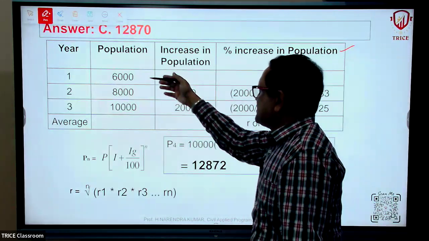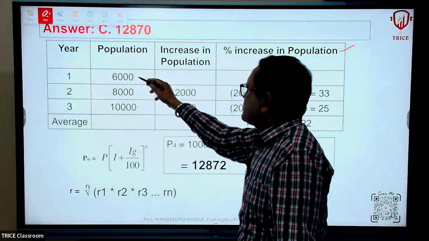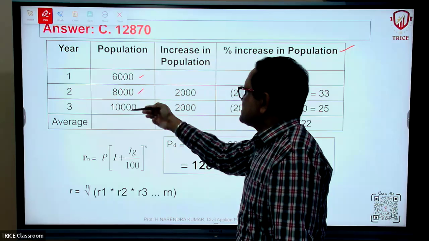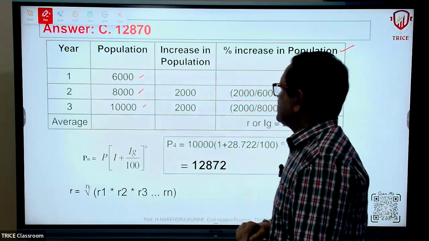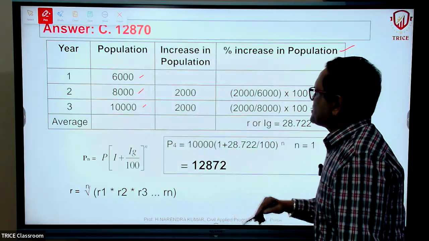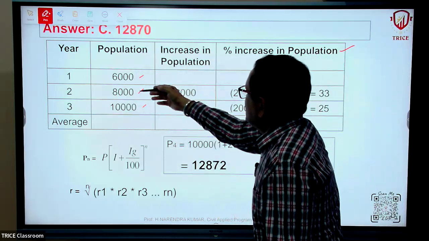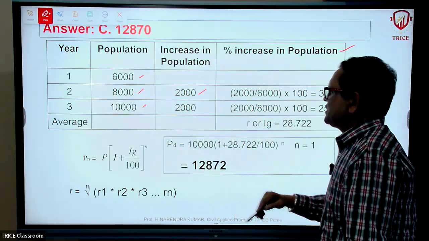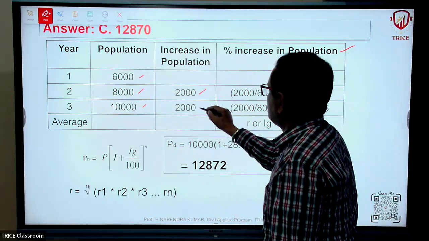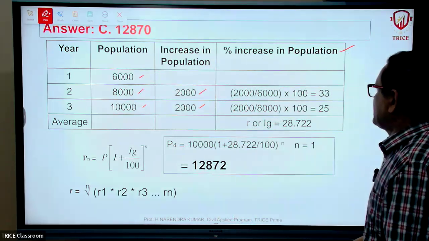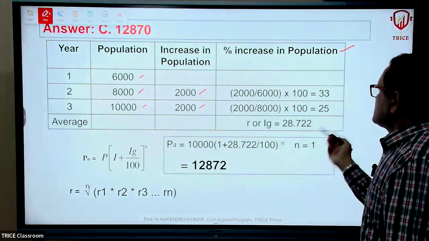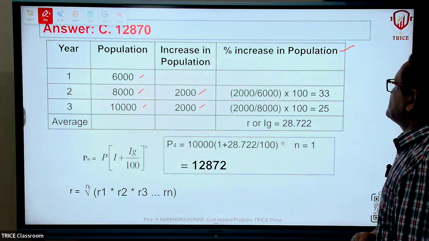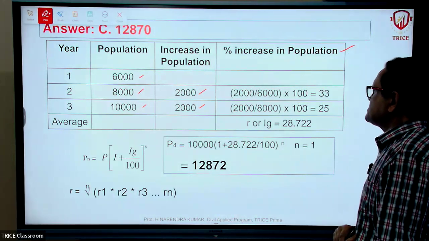As per the data given in the problem, 6,000 for the first year, 8,000 for the second year, 10,000 for the third year. The increase in population: 8,000 minus 6,000, so 2,000 is the first increase. 10,000 minus 8,000, 2,000 is the second increase. Similarly, we can calculate the percentage increase. How to calculate the percentage increase?